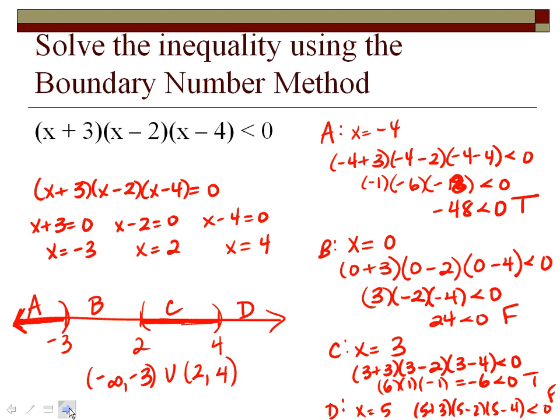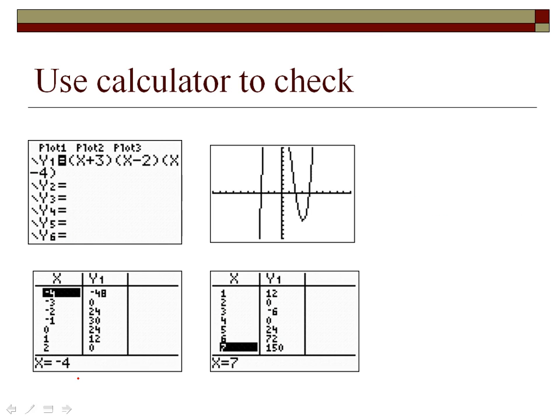Now, can I do this an easier way? Yes, you can on the calculator. If on the calculator you input what is opposite from 0, right, so we're going to input the x plus 3 times x minus 2 times x minus 4 in the equation. And if I graph it, remember what the solutions mean, that negative 3, that 2, and 4 are my intercepts.